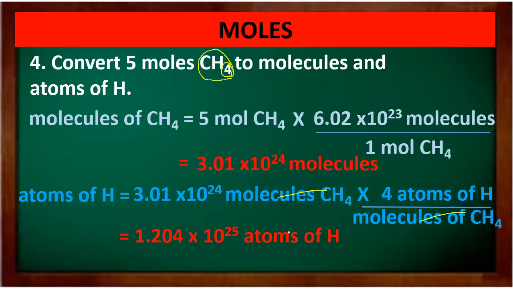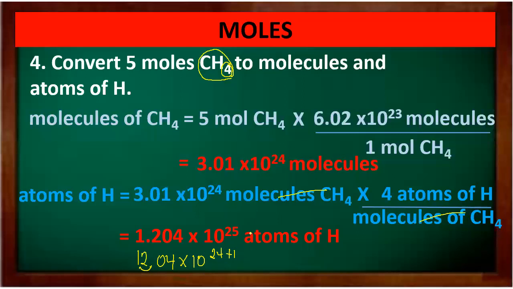So, okay, ito kasi, when you multiply, actually, ang sagot, it's actually 12.04 times 10 to the power of 24. But since gagawin natin scientific notation, we have to move decimal place 1 place to the left. So, para magiging sakto, the right scientific notation. So, we have to add 1 exponent. Kaya nakuha natin yun 1.204 times 10 to the power of 25 atoms of hydrogen.